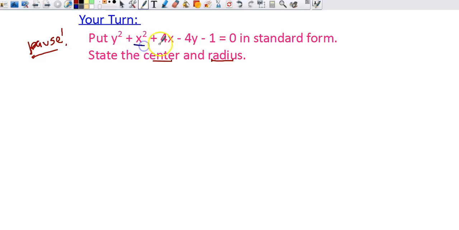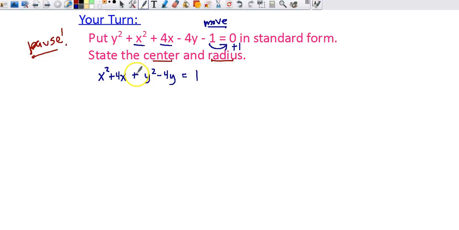So let's talk about the x squares and the 4x's. We're going to keep those on the same side. We're going to put those next to each other, but we're going to write the x's first. Y squared and -4y. We want to move the -1, so it's going to go over here and become +1. So we got our rearranged.